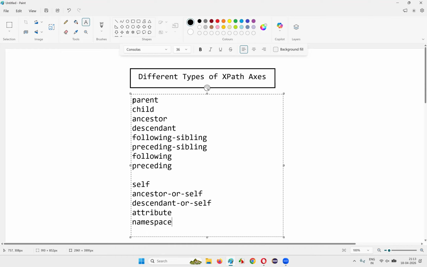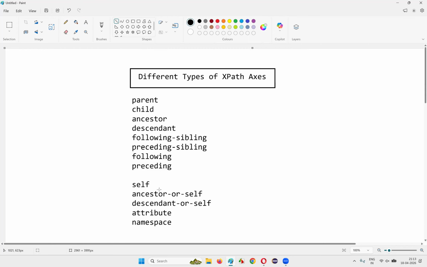Total how many are there? Here we have 8 and here we have 5. So total 8 plus 5, that is 13. Total 13 are there. Out of these 13, we mostly don't use this. Okay, we don't have to learn these 5 axes.